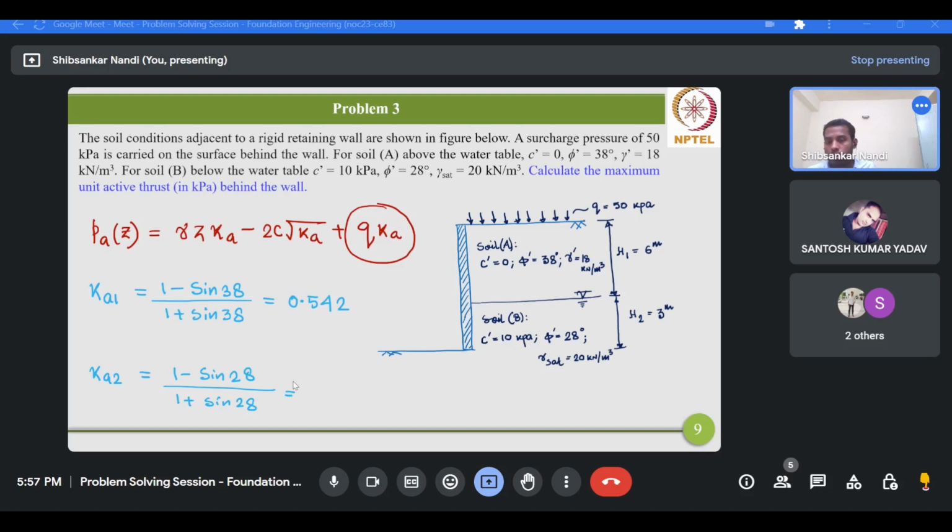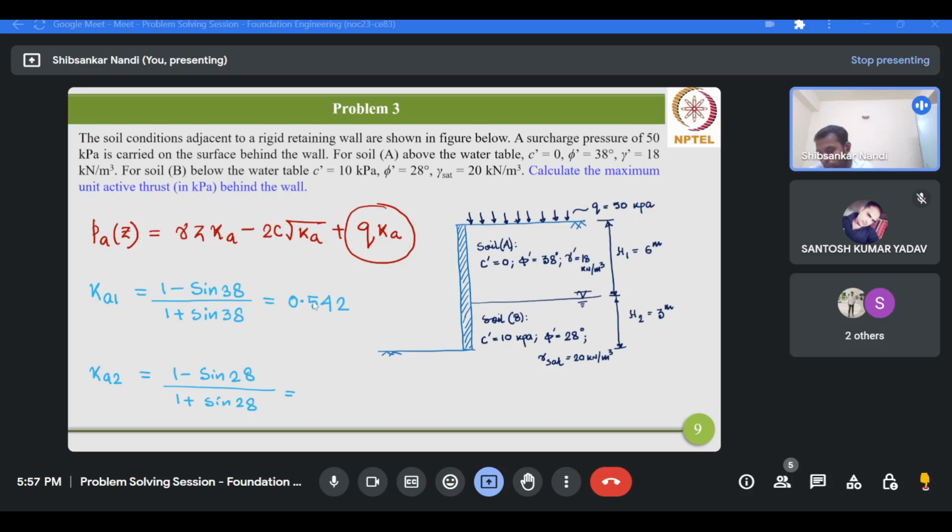0.573. Yes, sir. How? But I am getting some different value. You are considering 1 minus sin 28 by 1 plus sin 28, na? Yes, sir. Even for the first case also I am getting a different value. How are you getting 0.542?